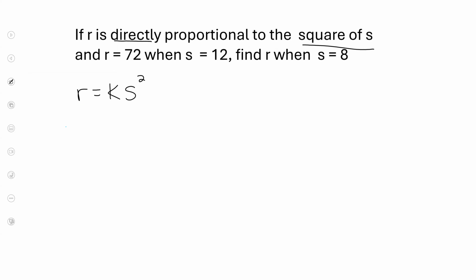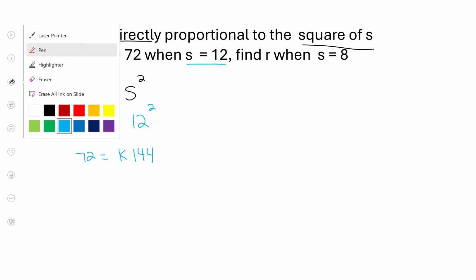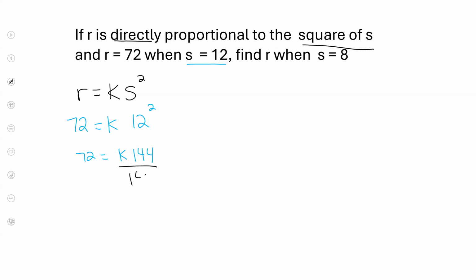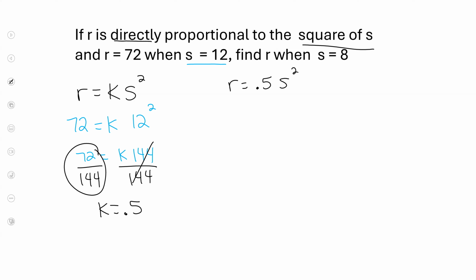R is 72 when S is 12. So S is 12. Well, 12 squared is 144. So let's solve for K. You put this into the calculator, you'll get a half, 0.5. So my equation, R equals 0.5 S squared, because my K value is 0.5.